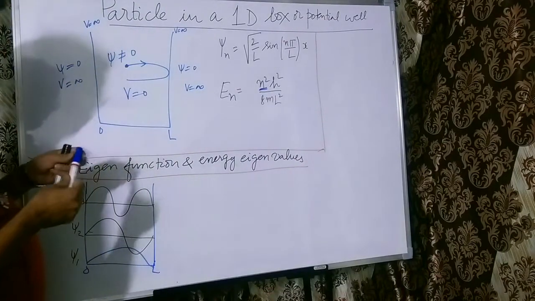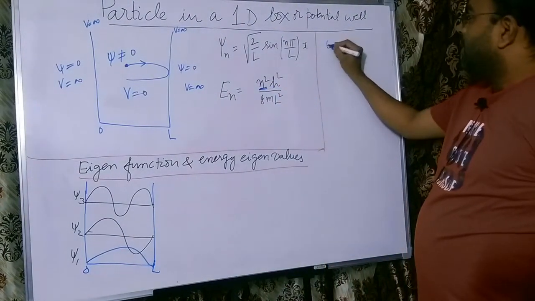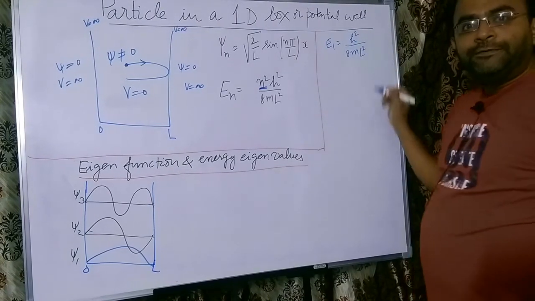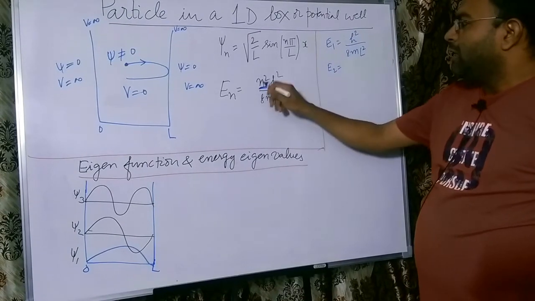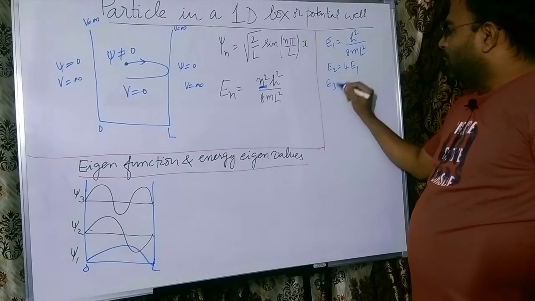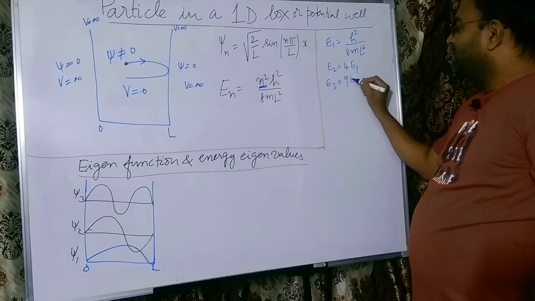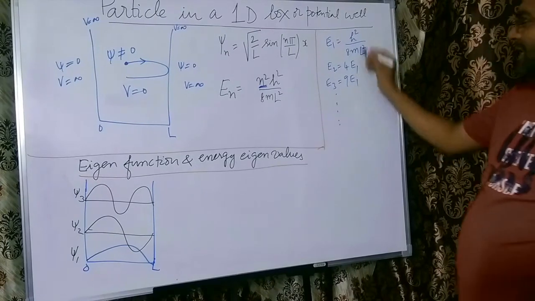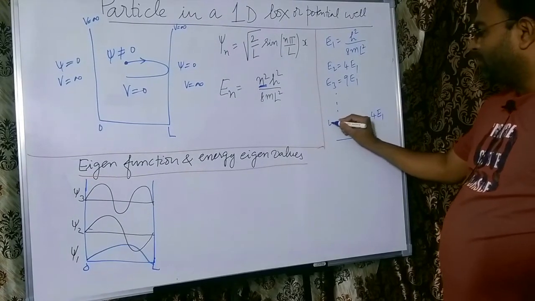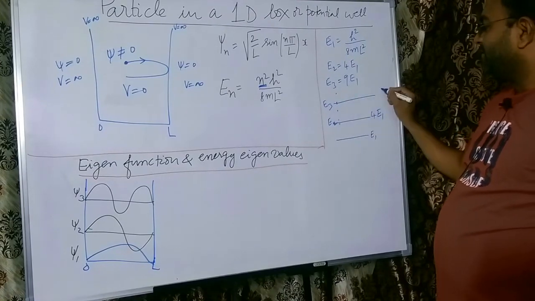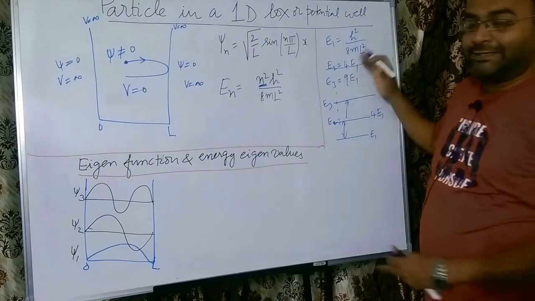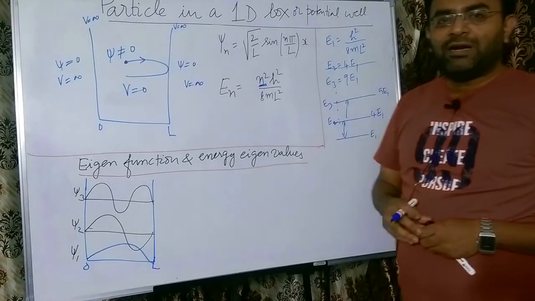Now, if you look at the energies, E1 is going to be h squared over 8mL squared. E2 is going to be 2 squared, that is 4 times the E1 value. E3 is going to be 3 squared, that is 9 times the E1 value, and so on. So we can clearly see the first energy level E1, then 4 times E1 is the second energy level E2. The third energy level E3 is 9 times E1, and so on. So the gap is going to become larger and larger as n increases. This is the nature of the energy values acquired by the particle in a one-dimensional box.